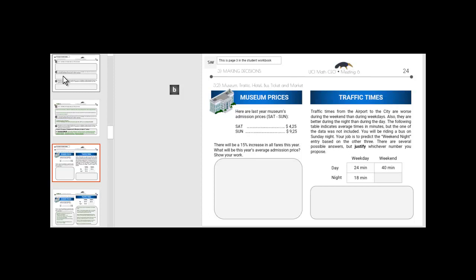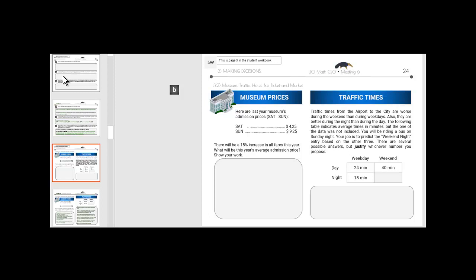Museum prices, which is about percentage increase. And this is interesting because they're asking for the average increase. So you can either take the average first and then do the increase, or do the increase separately, so increase on Saturday and increase on Sunday, and then take the average. And this works either way, and students should discover that.